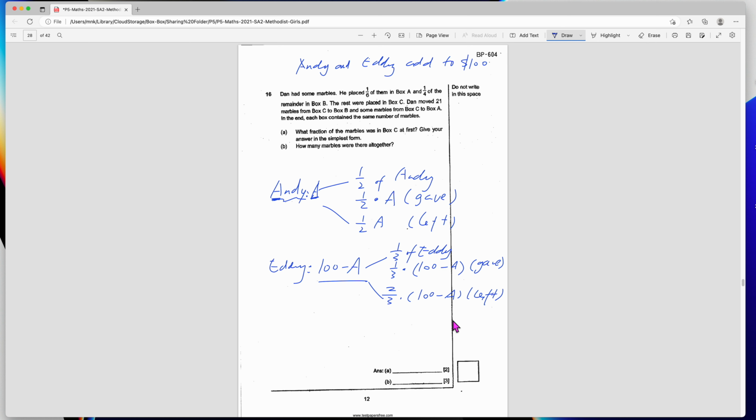And then usually they will say, now Andy and Eddie have the same at the end. Same means what? That means the left and left are equal. Then you just take these two, equate them and write the equation. After that, you just need to open the bracket and solve. Okay? So that's how you solve branch method questions.